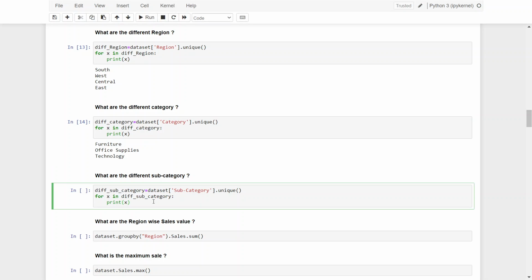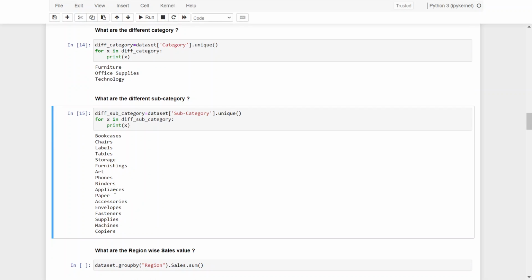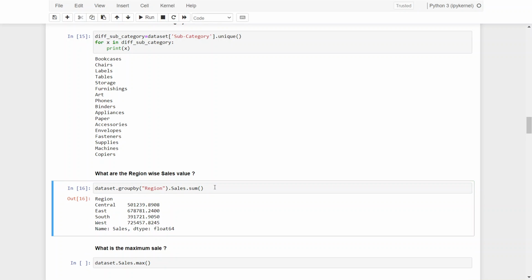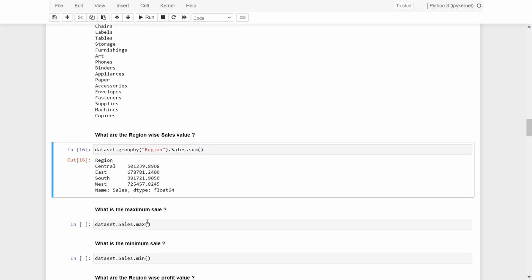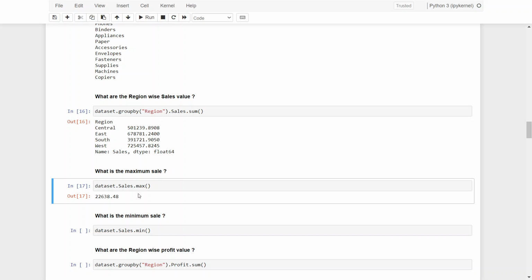And what are the subcategories? Let's see. The subcategories are bookcases, chairs, labels, tables, storage, furnishings, art, phones, binders, appliances, paper, accessories, envelopes, fasteners, supplies, machines, and copiers. These are the subcategories. And what are the region-wise sales values? You can see the central, east, south, and west region-wise sales values. Also, all are float value types. And what is the maximum sale price? This is the maximum sale price.